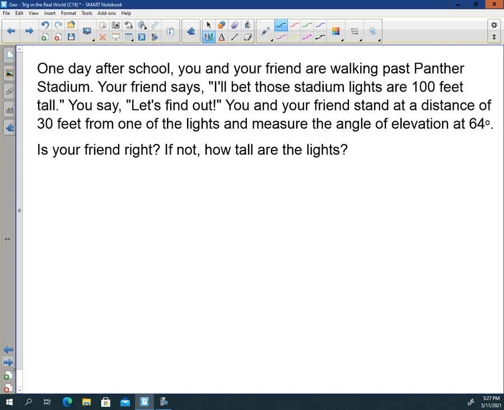So this can be modeled with another right triangle because you've got the lights and the ground and the angle to the top of the lights. And so that is a right triangle. So it says, I'll bet those stadium lights are 100 feet tall. Well, let's see. We're going to find out. We're standing at a distance of 30 feet from one of the lights. So this is 30 feet. And we measure an angle of elevation at 64 degrees. So we can do some trig, right? We have one side length, we have one angle measure, and let's do some trig.